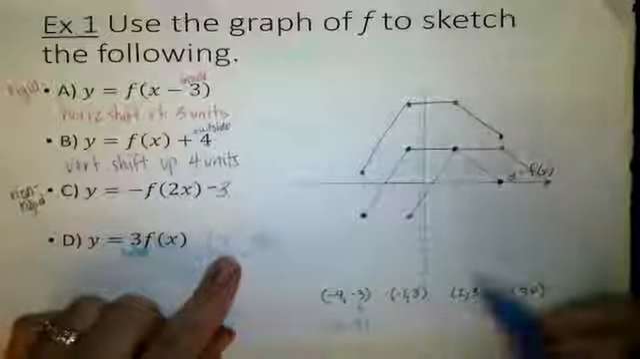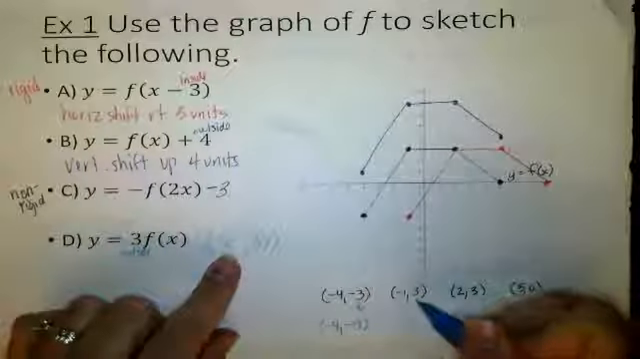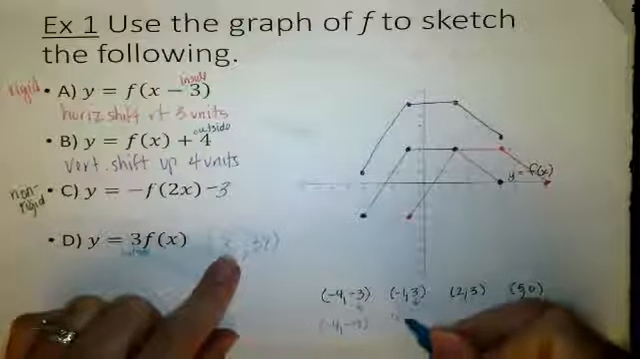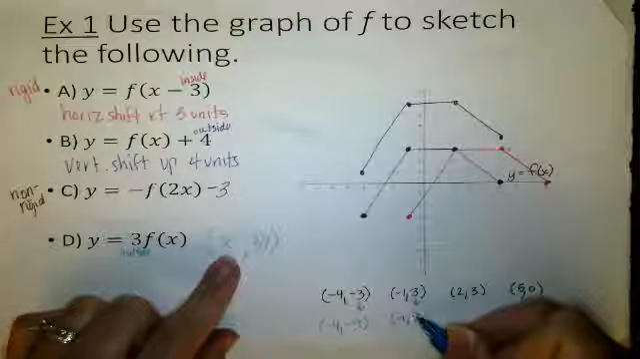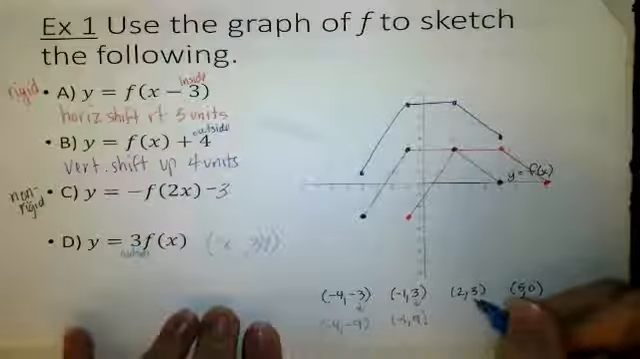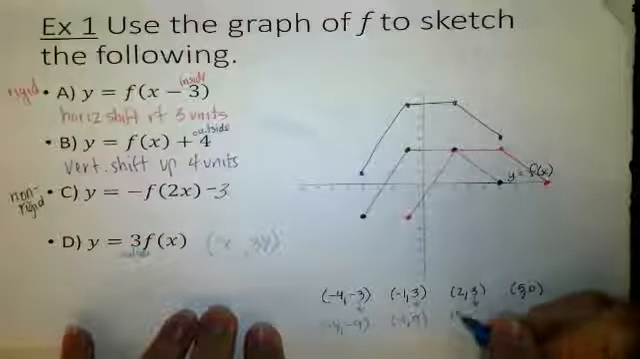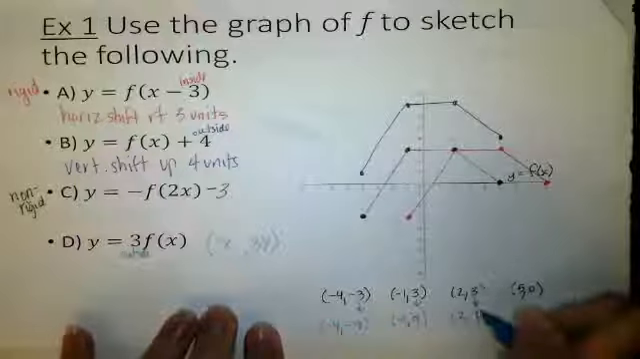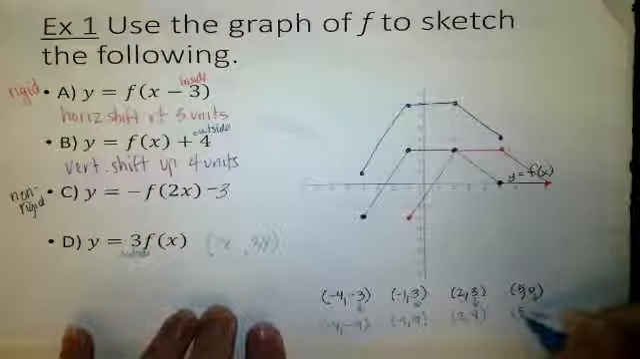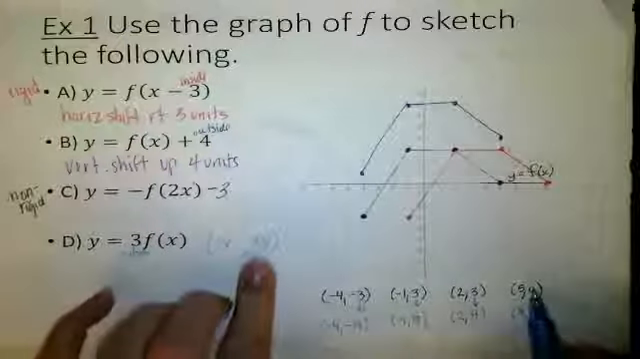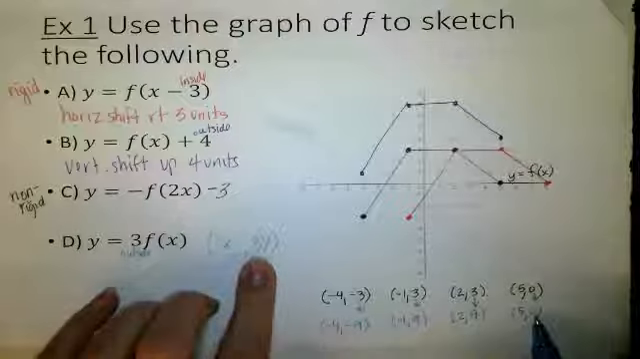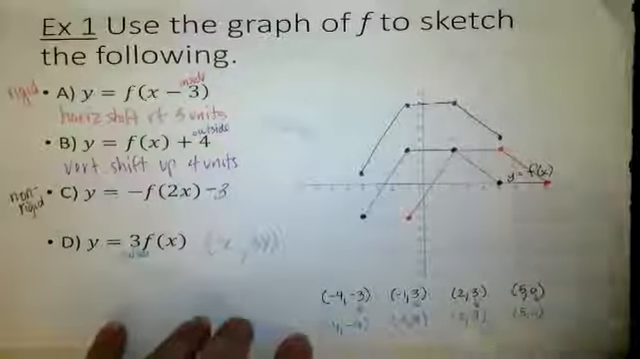-4, -9. -1, 3 is going to transform into -1, 9. Very good. 2, 3 is going to transform into 2, 9. And 5, 0 is going to transform into 5, 0. Does not change because 0 times y is still just 0. So the x stayed the same and the y coordinate we multiplied by 3.